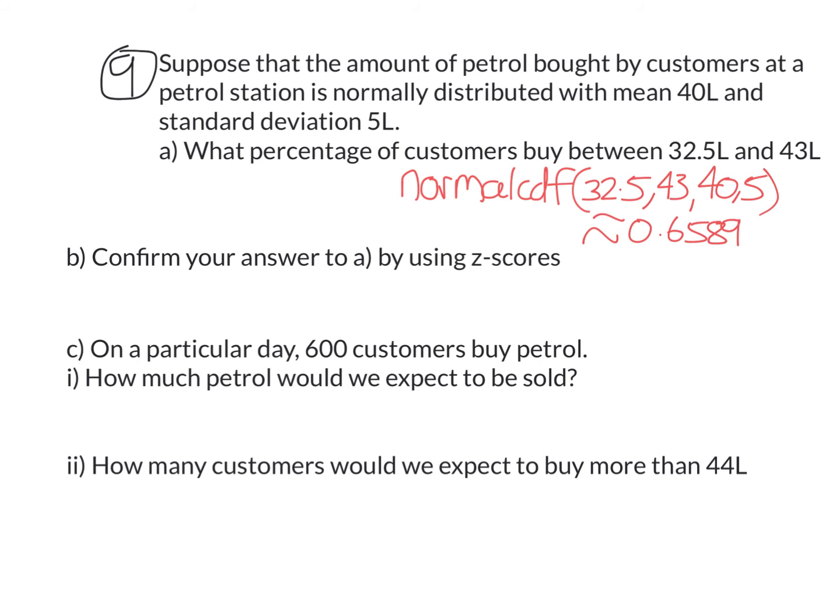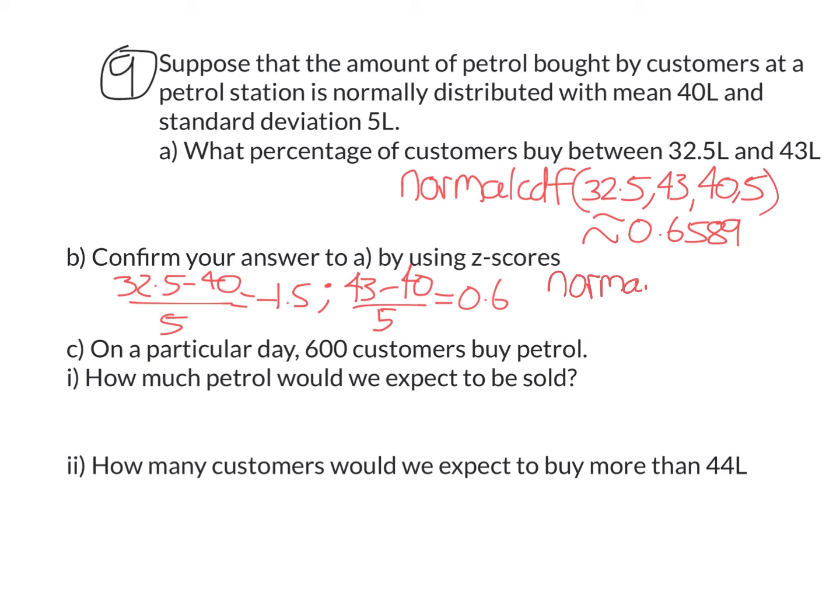So in B, we're going to convert these to z-scores. 32.5 is 1.5 standard deviations below the mean. 43 is 0.6 standard deviations above the mean. So we need to use our graphics calculator here because the diagram we used in the previous question only has information when it's a whole number of standard deviations. But here the z-scores are not whole numbers.